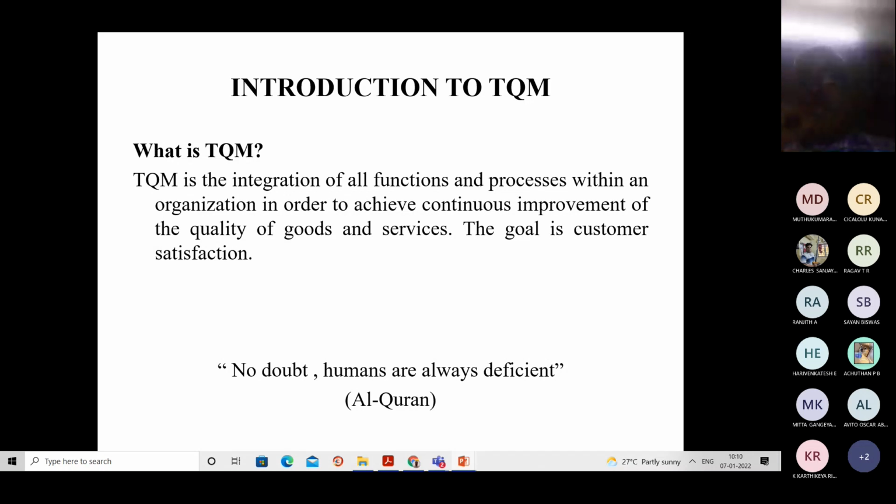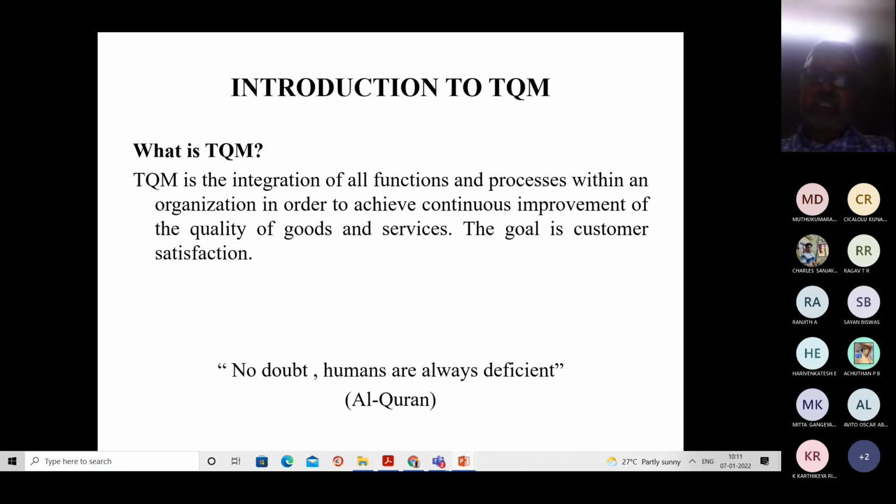Please Google, put down Mahatma Gandhi, when did he die? I think 1948. So in 1948, he said something about quality. So you can go through them. He also said something about the customer. So if you Google, you can find out. So the goal is going to be customer satisfaction. Customer is the king. Customer should be delighted, not only satisfied.